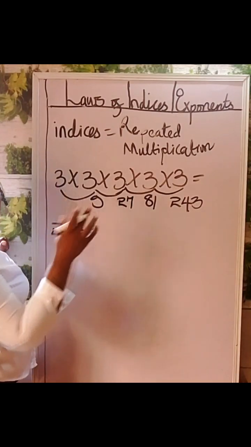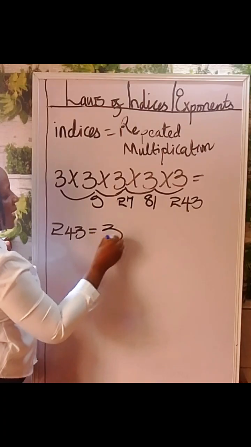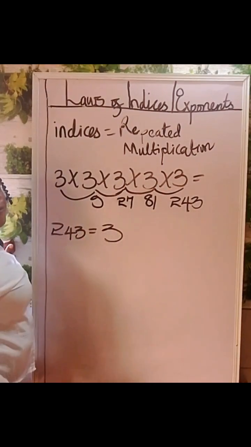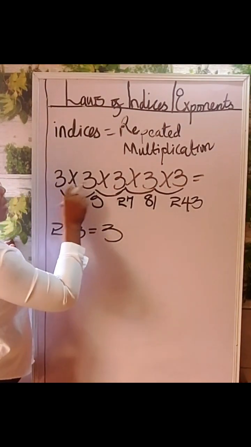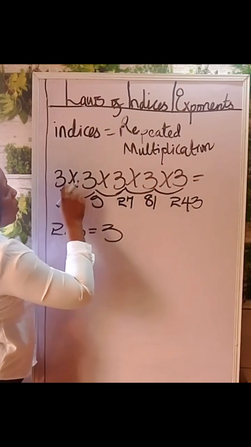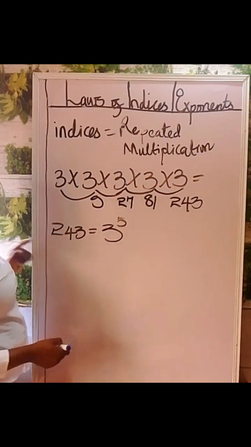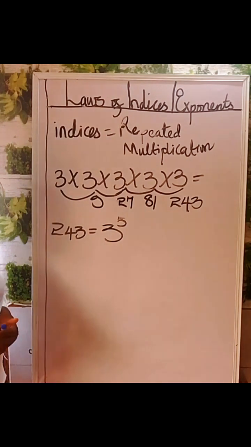What is the base number here? 3. The base number is 3. That is the number that carries the power. Then how many times do you have to multiply 3? 1, 2, 3, 4, 5. 3 raised to power 5 will give us 243.